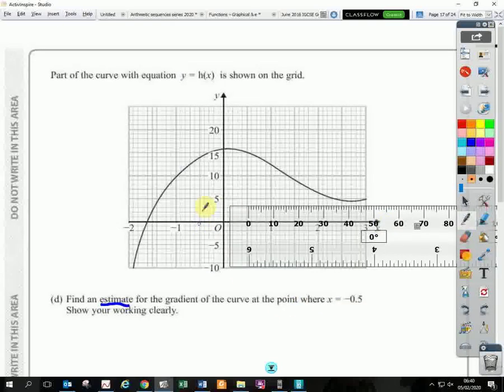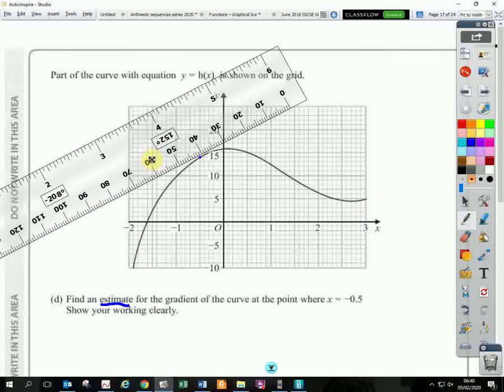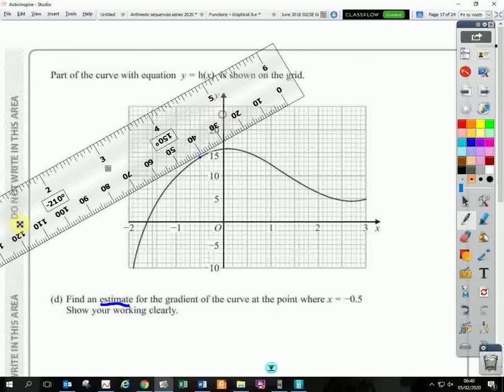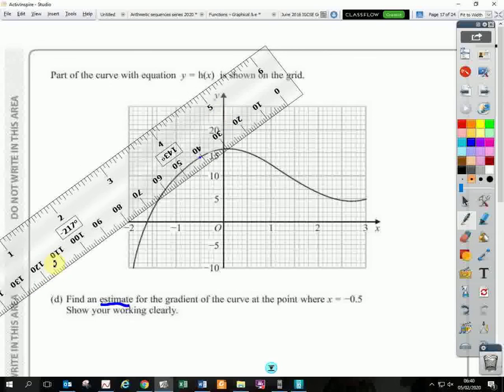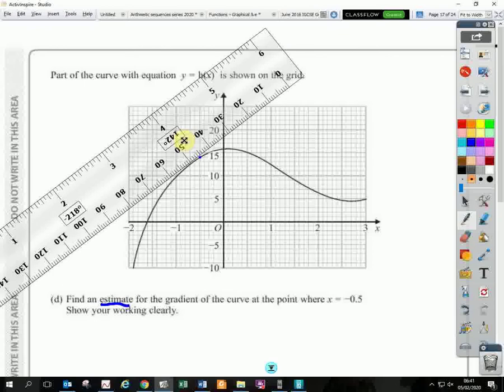So if we find that, x equals minus 0.5, place a little dot on the curve, and what you need to do is line your ruler up so that it's a tangent to the curve at that particular point. So it's got to just skim the curve. Let's just try this. So hard to do on here. Okay.